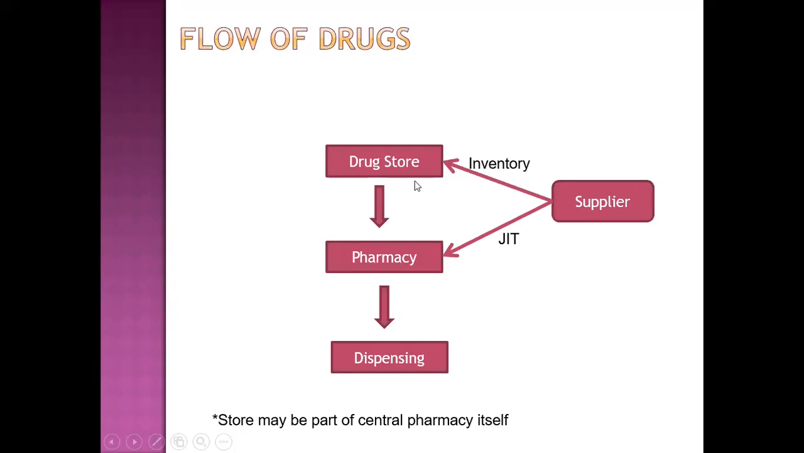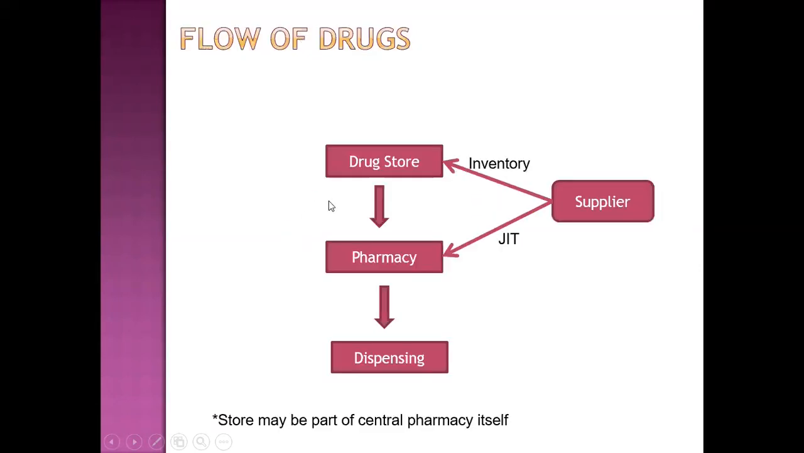Then flow of drug. Drug is either stored in a separate drugstore or it can be stored in the pharmacy itself. So if it is a store which is separate from pharmacy, then there is a concept of inventory. Supplier supplies drug to the store and there is inventory management. And in such a scenario, pharmacy also receives certain drugs as a concept of just in time. Then the drugs are dispensed from pharmacy.